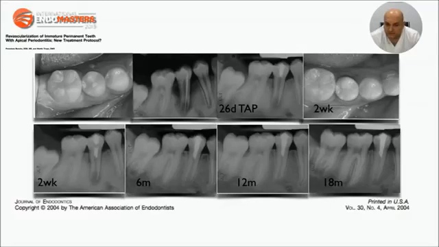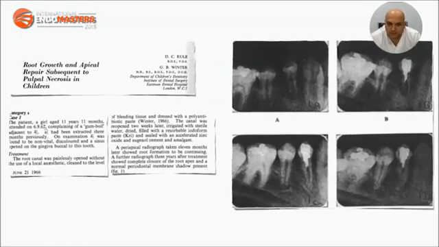Both these cases were referenced in every single lecture and regenerative publication around the world. But how innovative were those suggestions that suddenly shifted the course of endodontics towards a regenerative direction? This is a paper by Rule and Winter published in the British Dental Journal in 1966. The paper is titled Root Growth and Apical Repair Subsequent to Pulpal Necrosis in Children. I would like to read some lines from this paper for you.